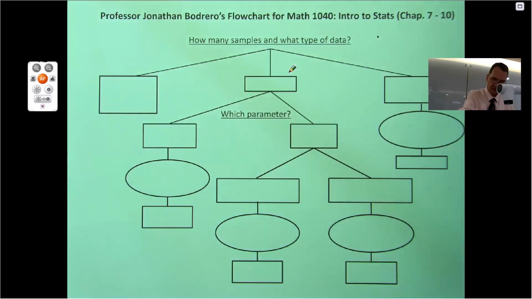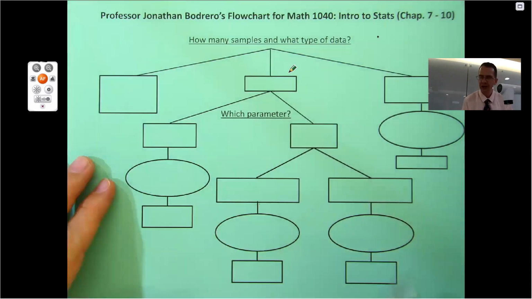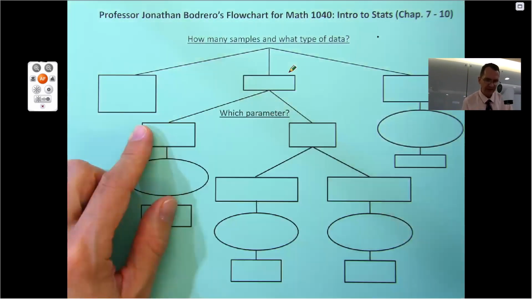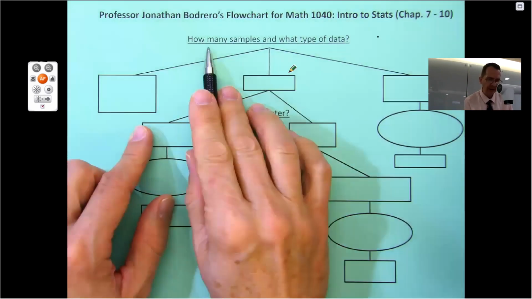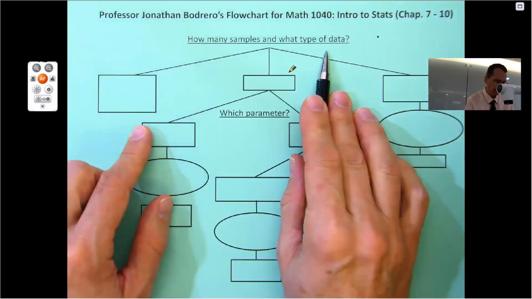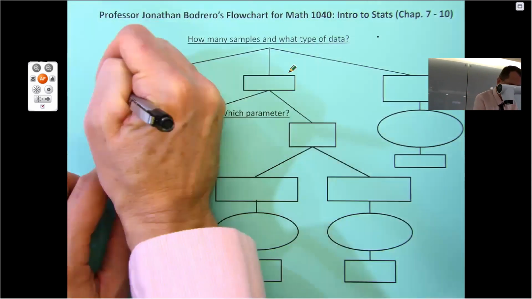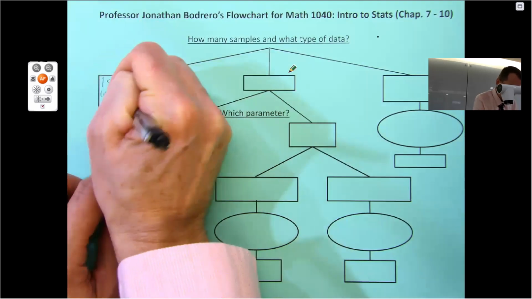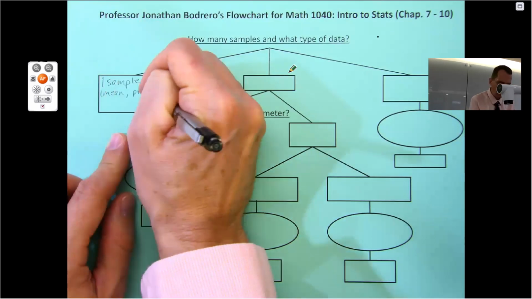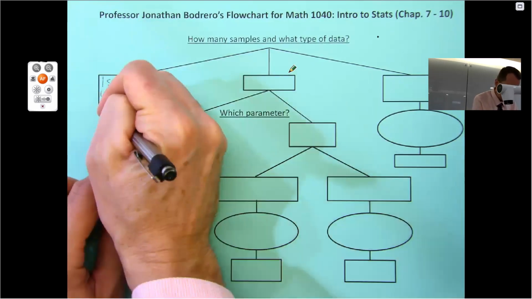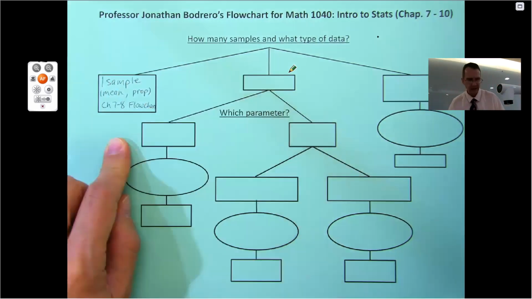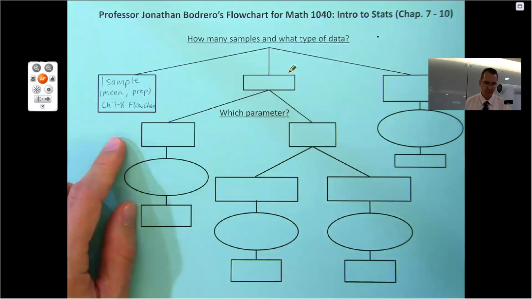So let's take a look at this flow chart. Now I've adapted it a little bit so we can talk about chapters 7 through 10. When I'm studying one of these statistics questions, I ask myself how many samples and what type of data I have. So over here, if I have one sample, it can be a mean or a proportion. Then I'm going to use the chapter 7 through 8 flow chart, in other words, the one we worked on previously.